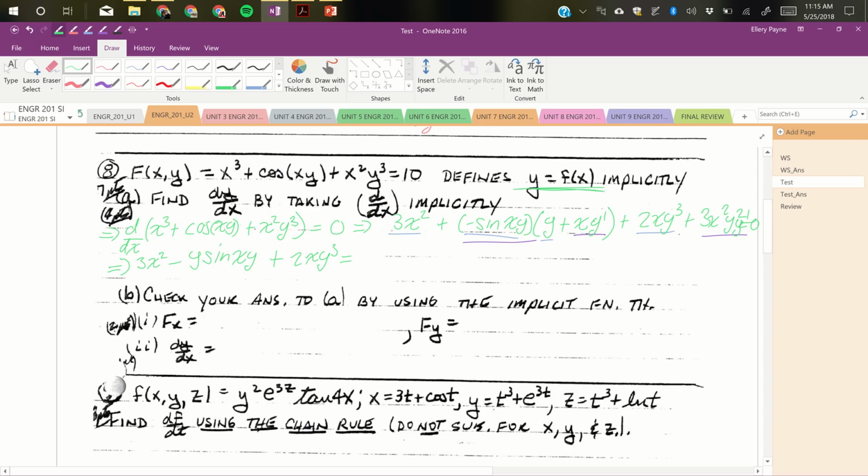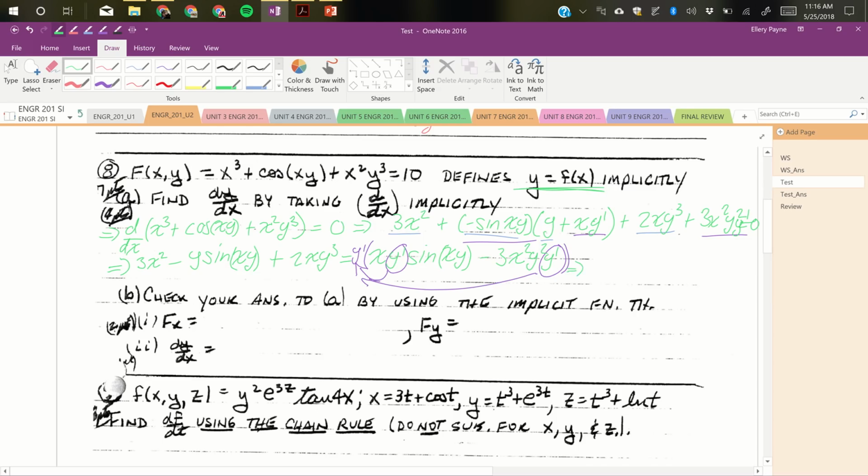Since I'm subtracting it to the other side, it becomes a positive sine xy. I'm going to put xy prime in front of it first, xy prime sine xy. And then I'm going to subtract that 3x squared y prime. So now factor out these y primes.